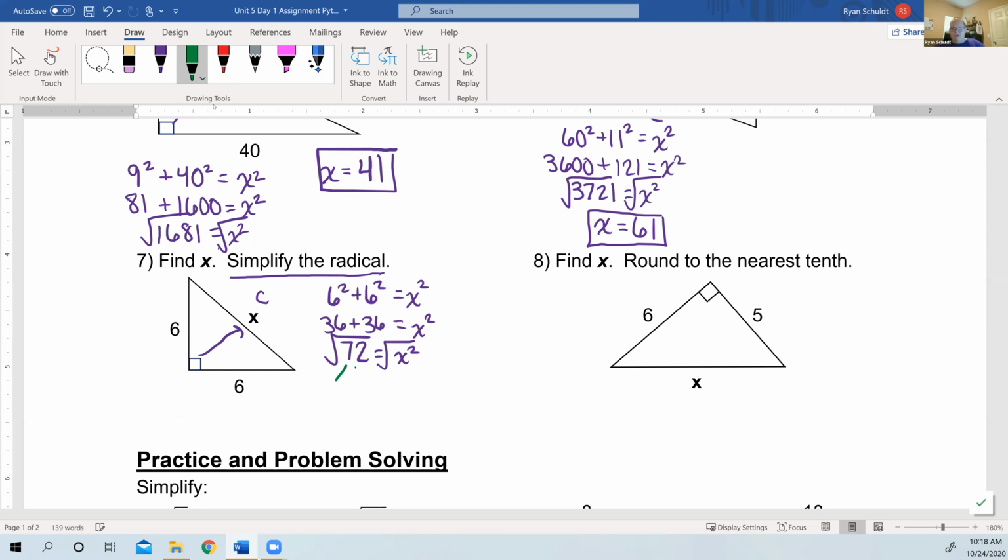So 72 I know is 2 times 36. 36 is 6 times 6. I have me a pair here. But I also have me a single. So remember, couples go out on a date, singles stay home. So x equals 6 square roots of 2.